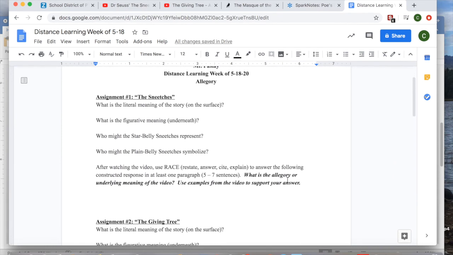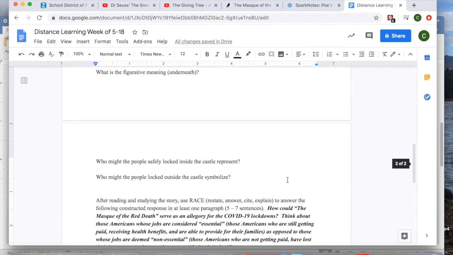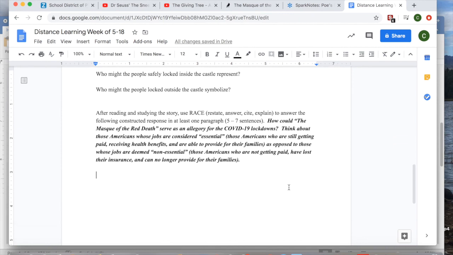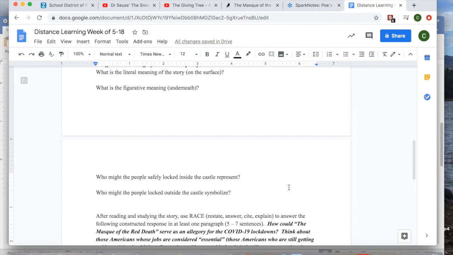All right. The first two stories and videos are examples of allegory. They're more children's stories. They're easier. They're kind of more fun. They're more upbeat. And then the last one is more of a serious look at some of the things that Poe might have been saying in the 1840s and how we could look at that in today's society in 2020. All right, so do your best with this.